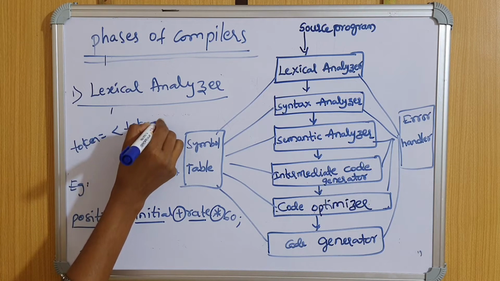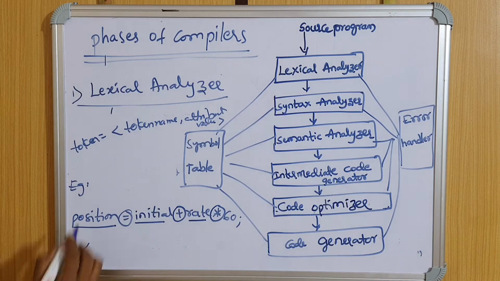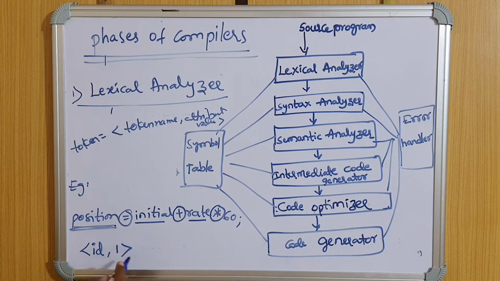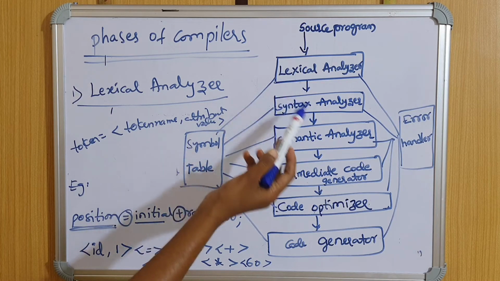How will it represent the token? Token name, attribute value. So what is the token name? Position we take as id 1, then equals, which is also represented as a token. Next, id 2, addition operator, then id 3, multiplication operator, then 60. So 60 is also one of the values. Understood?